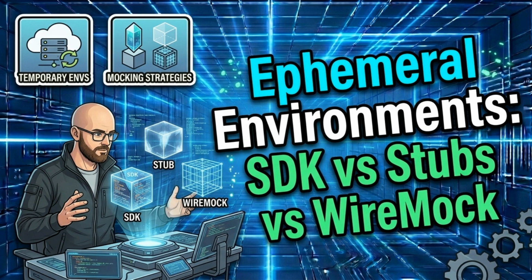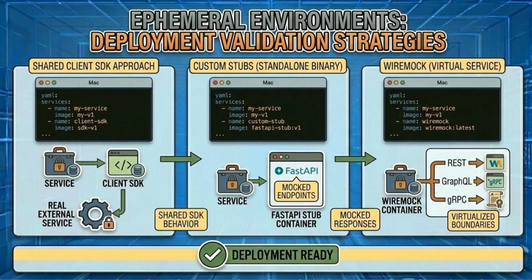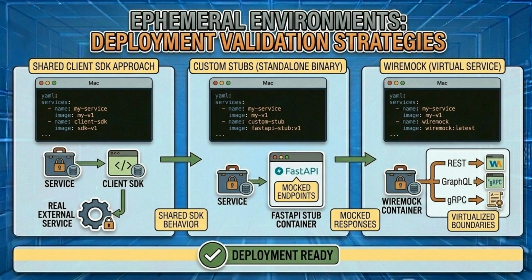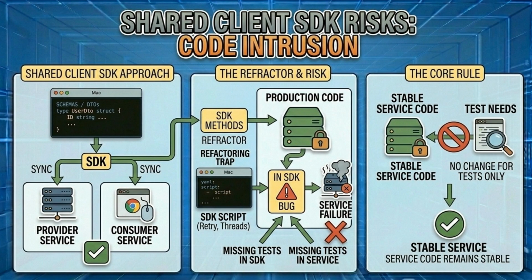When spinning up ephemeral environments for deployment validation, we need to compare three distinct strategies: the shared client SDK approach, custom stubs, and using WireMock. To be clear, when we say stubs in this context, we mean a standalone binary in your ephemeral environment. For example, a lightweight FastAPI service container where the endpoints are mocked. Let's start with the shared client SDK approach.